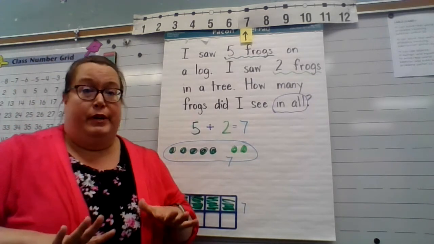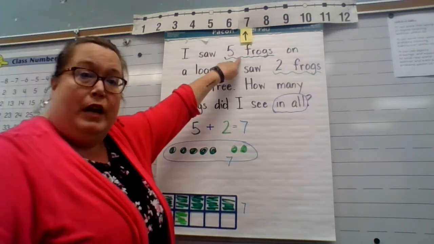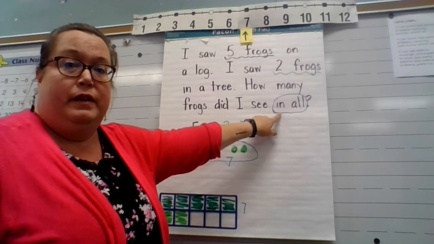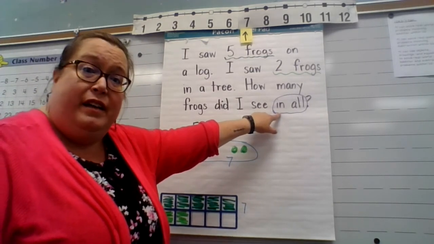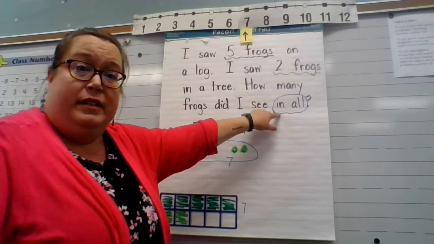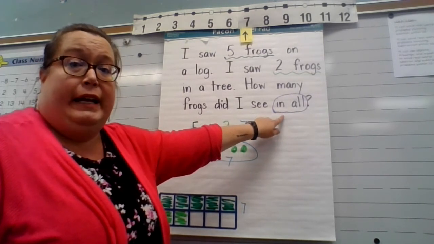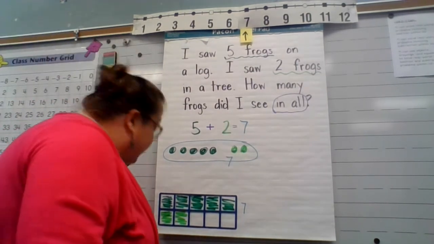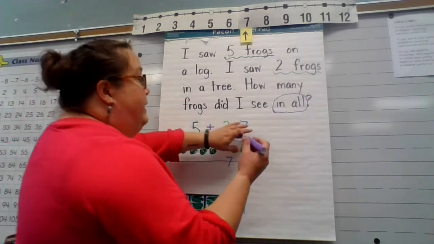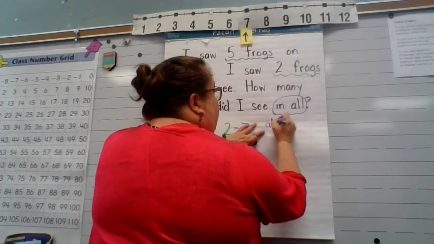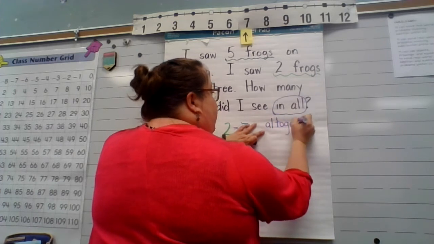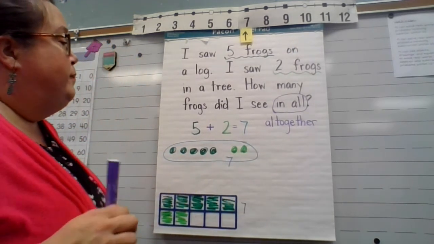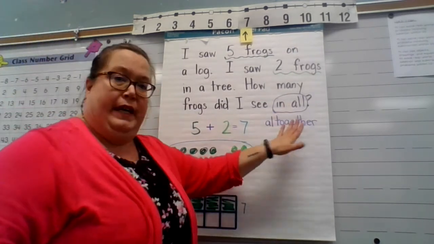So, remember when you're doing story problems to look for the numbers that are important and for the important words that tell you whether you're going to add or sometimes you're going to subtract. But if you are adding, you'll see something like in all. Sometimes you might, I'm going to write this on here too. Sometimes you might see all together. Both of those mean the same thing.